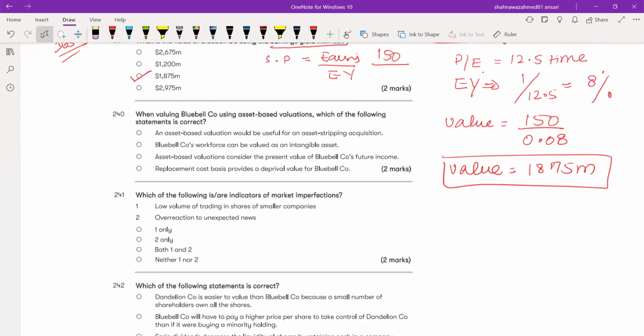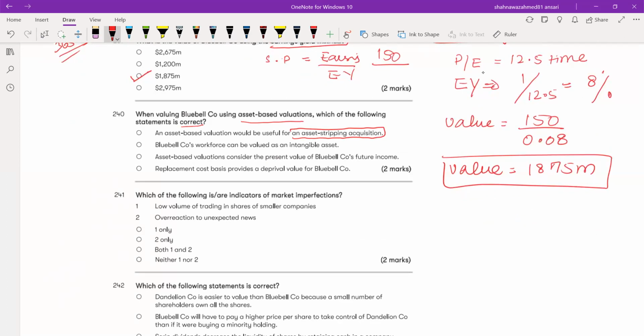Next question is, when valuing the company using asset-based valuation, which of the following statements is correct? An asset-based valuation would be useful for an asset stripping acquisition, where we want to identify the value as per the available assets.